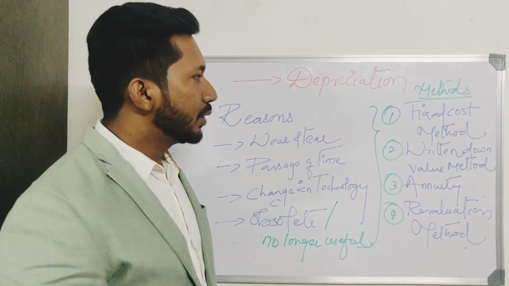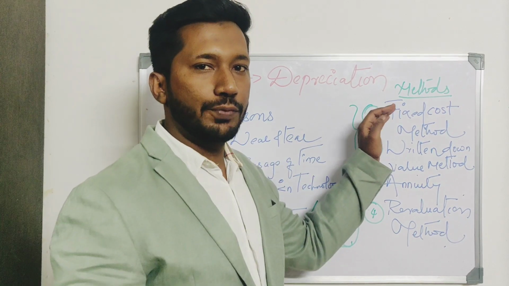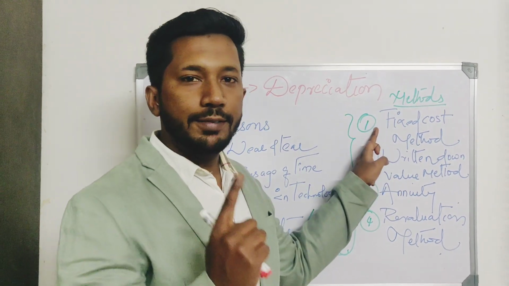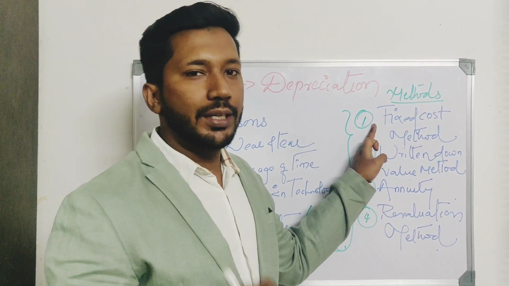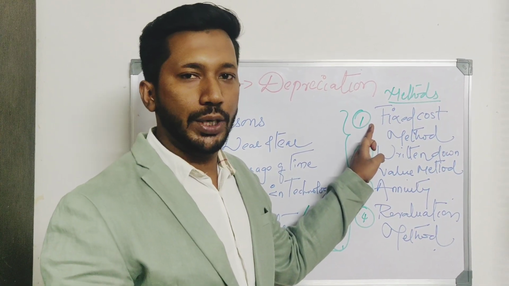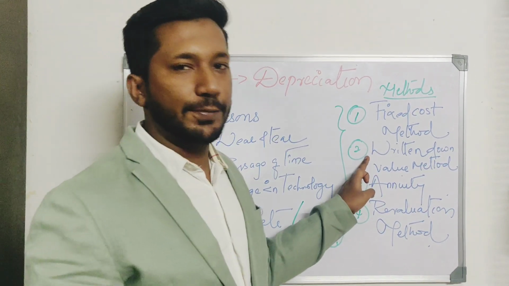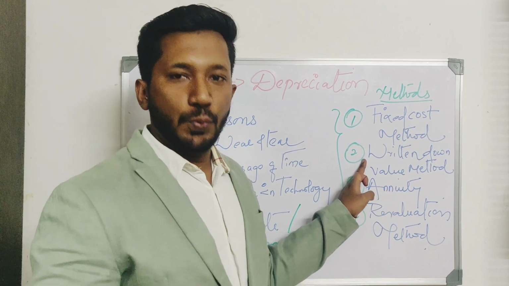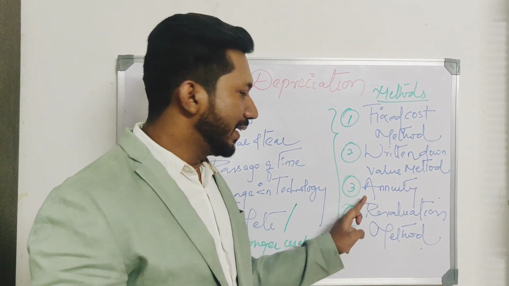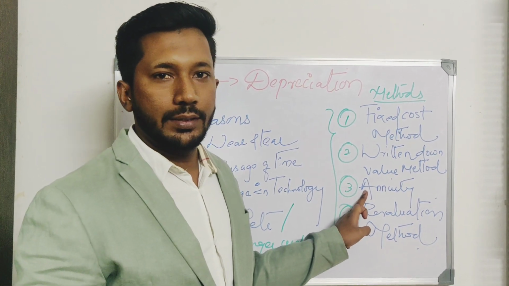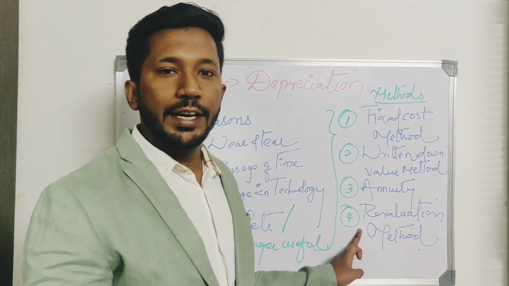So next is methods of depreciation. We have four methods of depreciation. First one is the fixed installment method, also known as the original cost method, and also known as the straight line method. So we have three names for that. The next is the written down value method, also known as the diminishing balance method. The third one is the annuity method, and next we have the revaluation method.